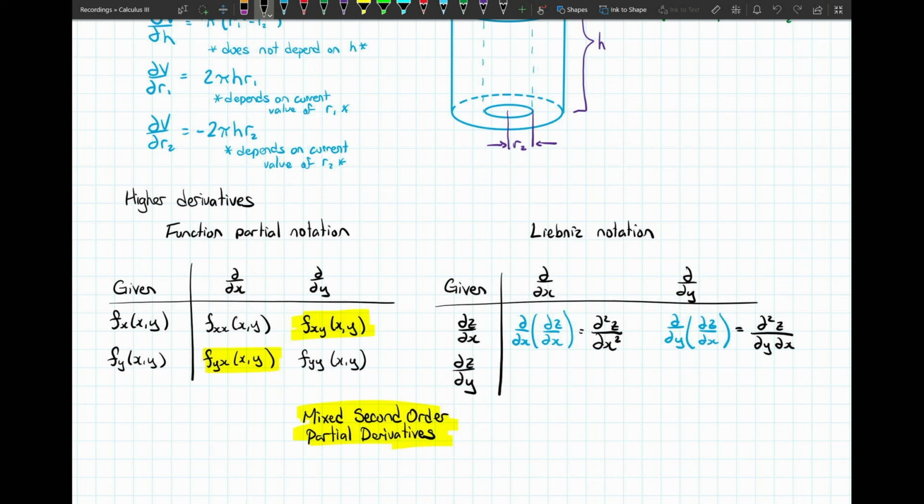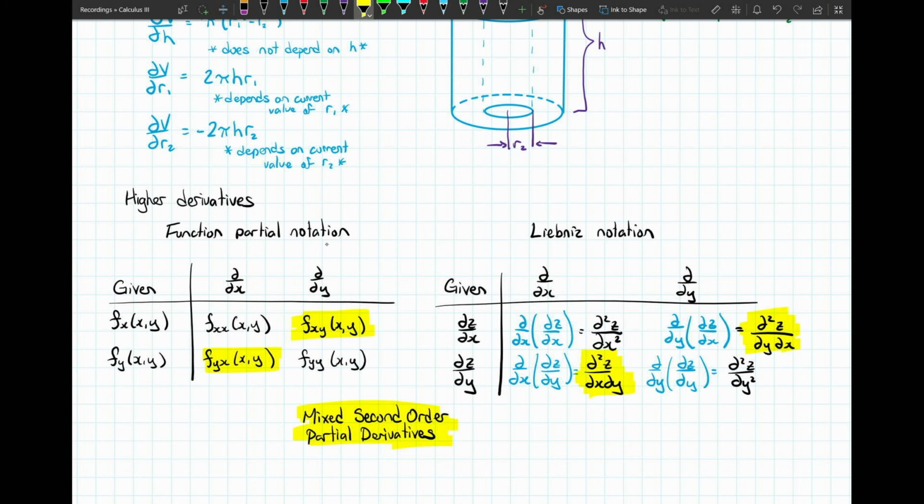we end up with del squared z by del x del y as the second partial derivative of z with respect to y first, x second, and then we'll have del squared z by del y squared, which is the second partial derivative of z with respect to y twice. So you do have to be very careful. You notice that the mixed second order partial derivatives read backwards from each other in these two notations.